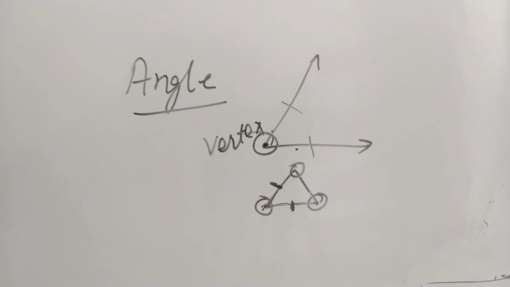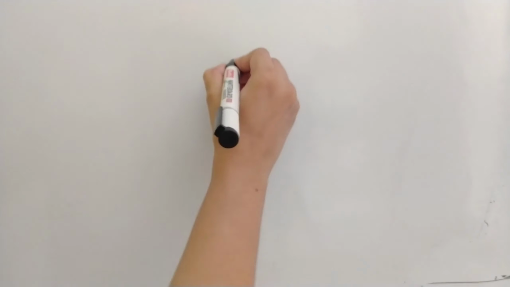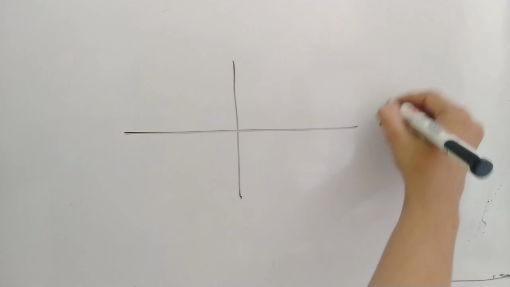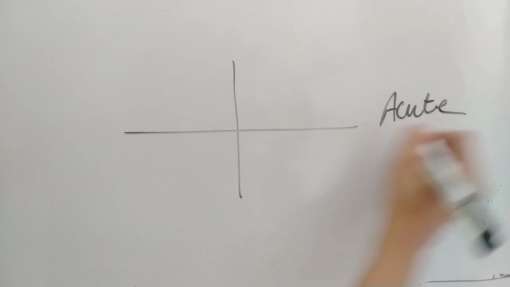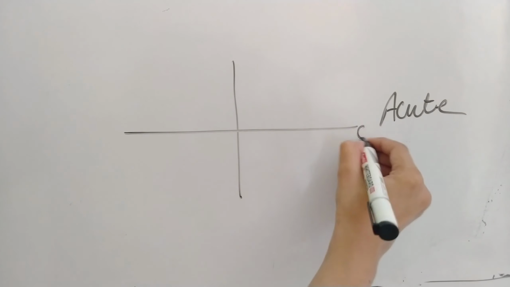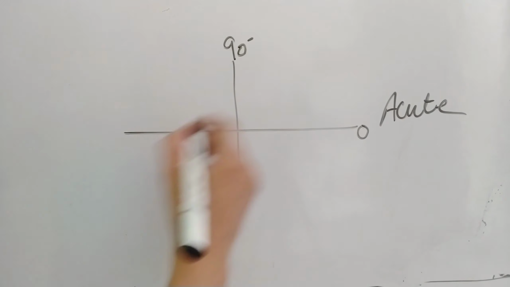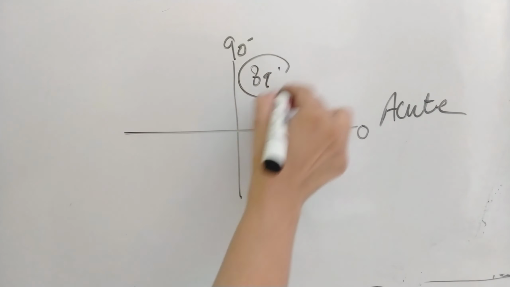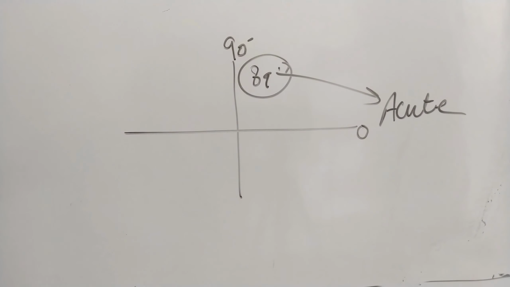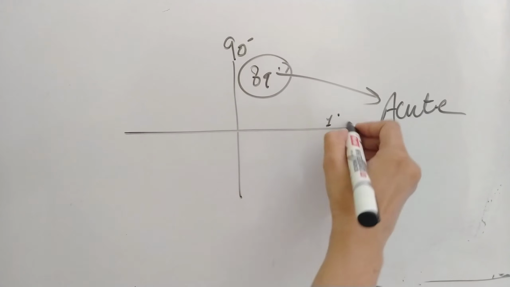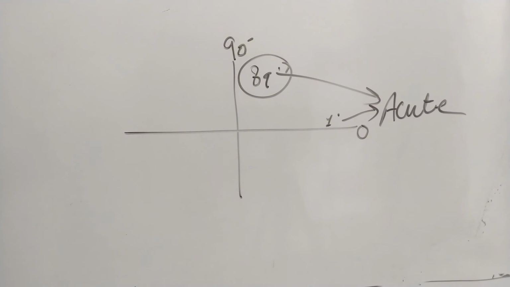Now moving ahead, we will study the different types of angles. First, acute angles. Acute angles are between 0 degrees and 90 degrees. If I say 89 degrees, it lies in the acute angle category. If I say 1 degree, it is again an acute angle.